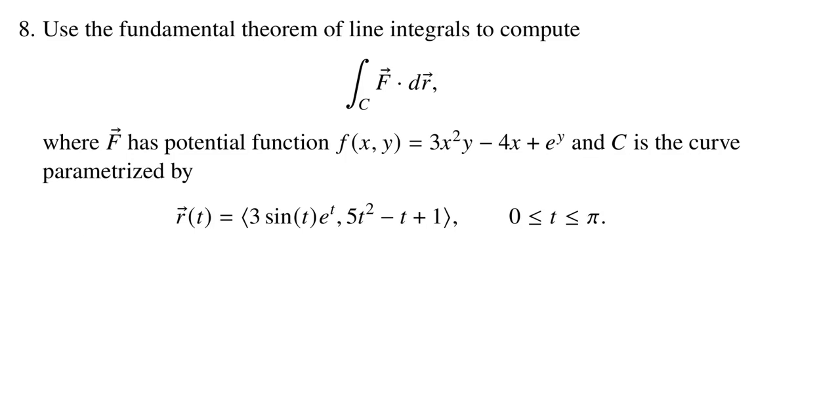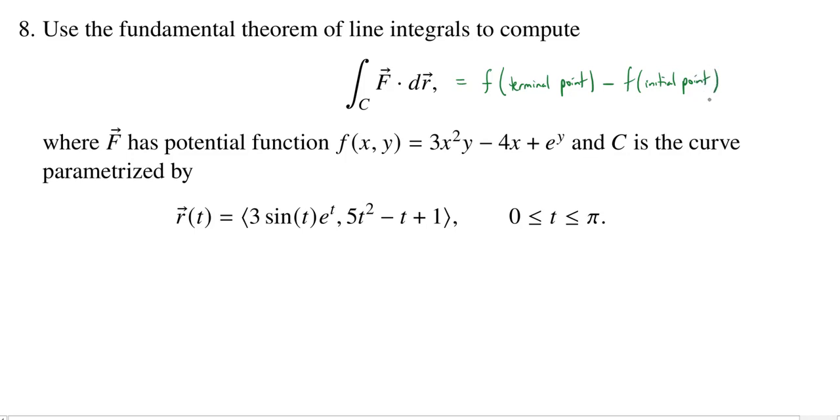And what does the fundamental theorem tell you? Well, it tells you that computing this integral is actually going to be found by just taking f and evaluating it at the terminal point of the curve, and then subtracting the value of f at the initial point, or the starting point. So all we have to do is figure out, where does this curve end? And of course, that's going to happen when t is equal to pi. And where does it begin? And that's when t is equal to 0.